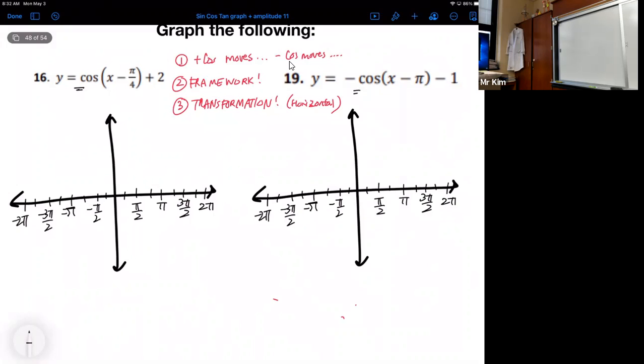For sine, it doesn't matter because you always start in the middle, right? Yeah, because it's 0 times negative, it's still 0. But for cosine, everything flips over.